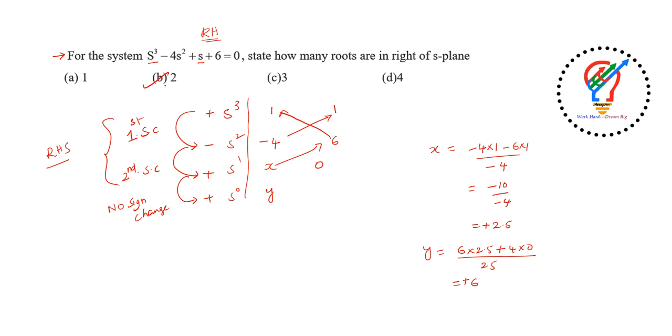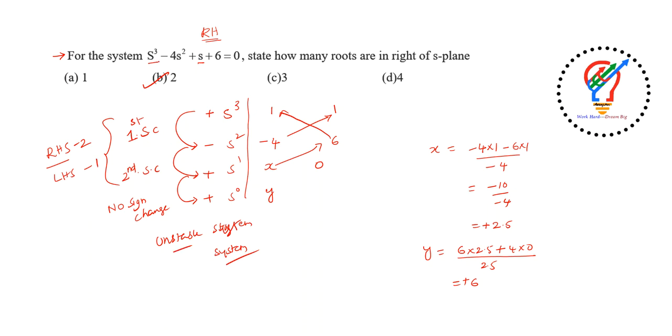There must be two poles, or two roots, lying on the RHS, and one on the LHS. So what is the stability of the system? Is it stable? No, it is an unstable system. Unstable system here. Okay, right. So the answer for this question is 2.